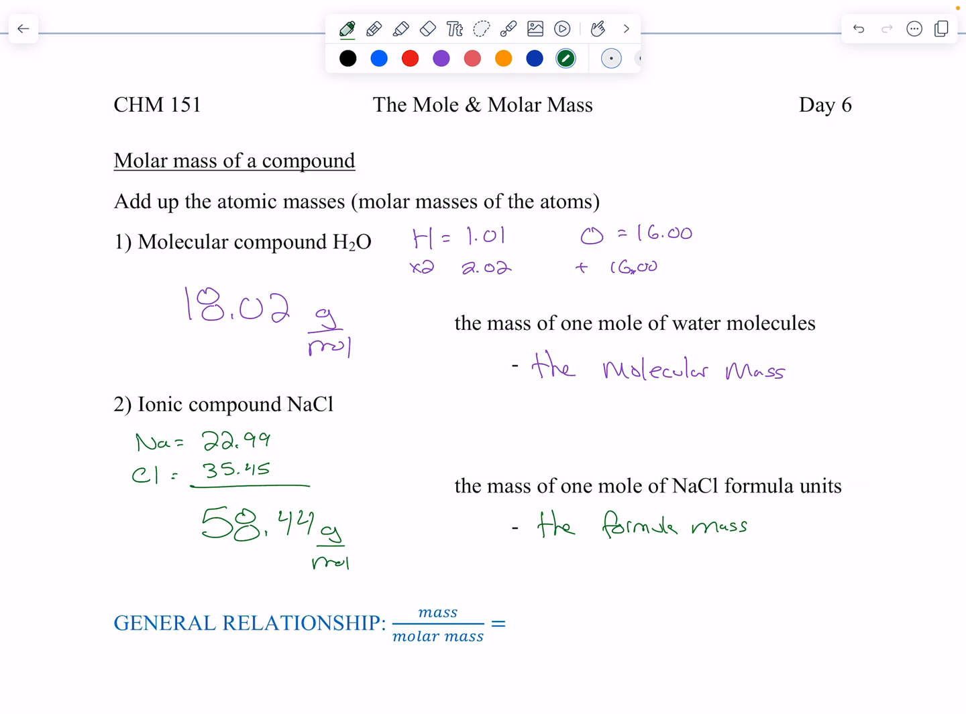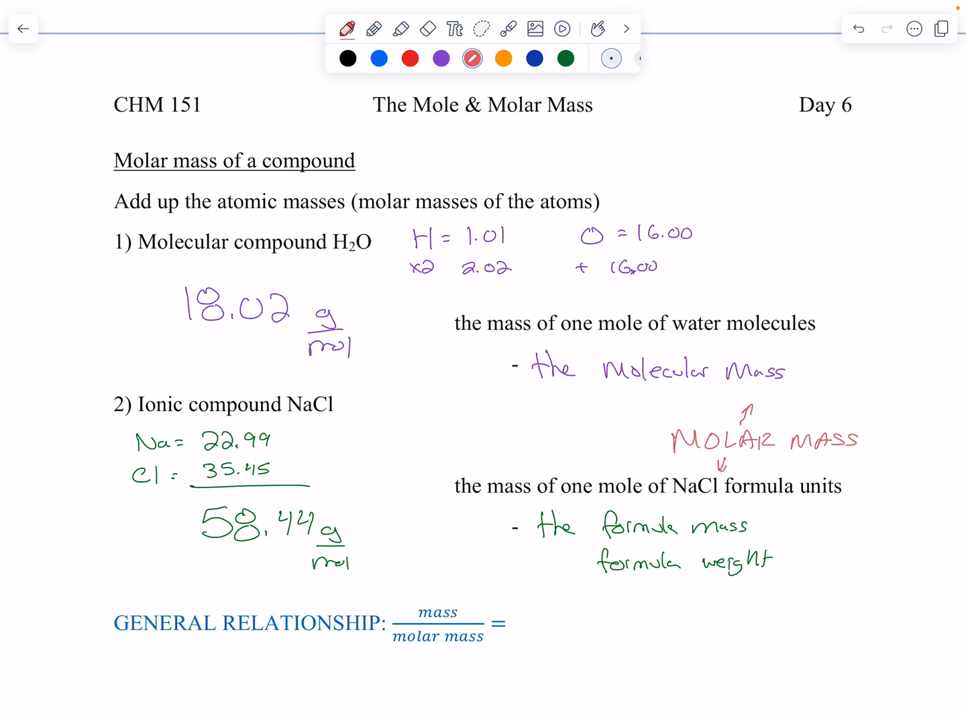Some call it the formula weight. However, both of these are molar masses. So if you just say molar mass, same thing, okay?